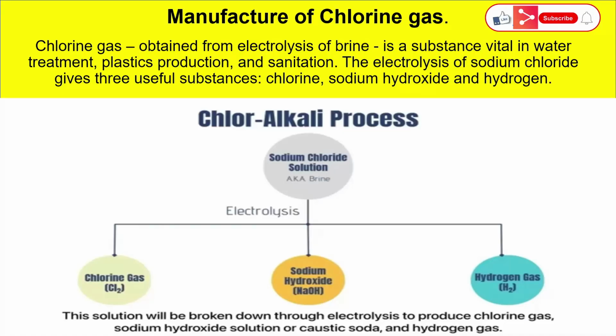Chlorine gas, obtained from electrolysis of brine, is a substance vital in water treatment, plastics production, and sanitation. The electrolysis of sodium chloride gives three useful substances: chlorine, sodium hydroxide, and hydrogen.